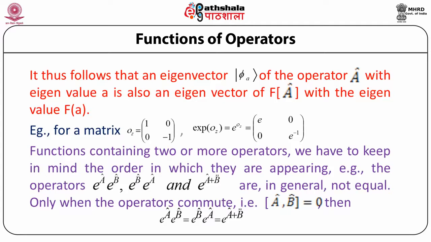The operators e to the power operator A times e to the power operator B, e to the power operator B times e to the power operator A, and e to the power operator A plus operator B are, in general, not equal. It is only when the operators A and B commute, that is, the commutator of operator A with operator B is equal to 0, that the three cases discussed above are equal, that is, e to the power operator A times e to the power operator B is equal to e to the power operator B times e to the power operator A is equal to e to the power operator A plus operator B.